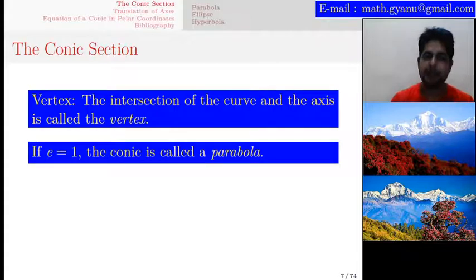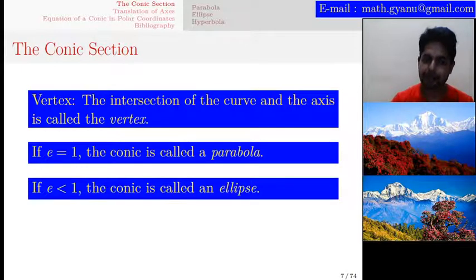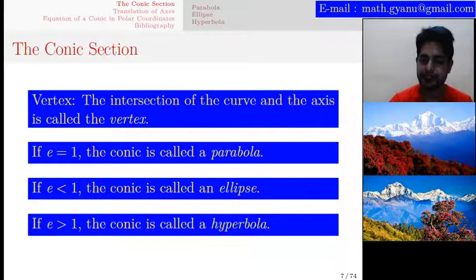Now, if in a conic the eccentricity is equal to 1, the conic is called a parabola. If e is smaller than 1, the conic is called an ellipse, and if e is larger than 1, the conic is called a hyperbola.